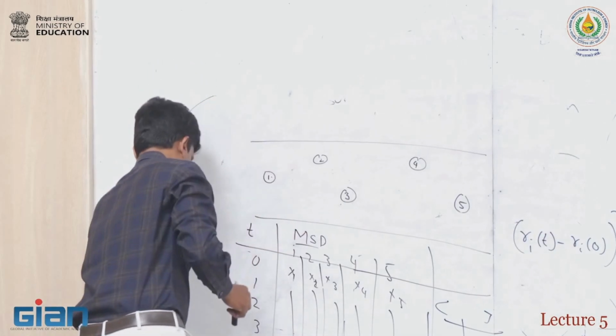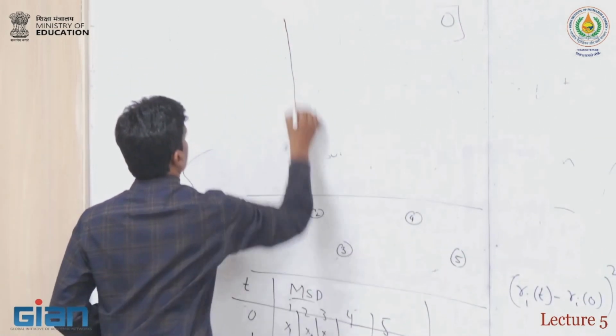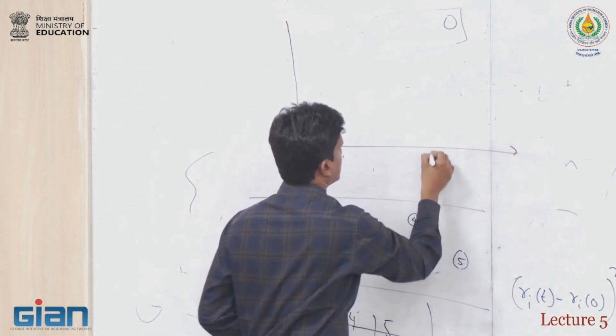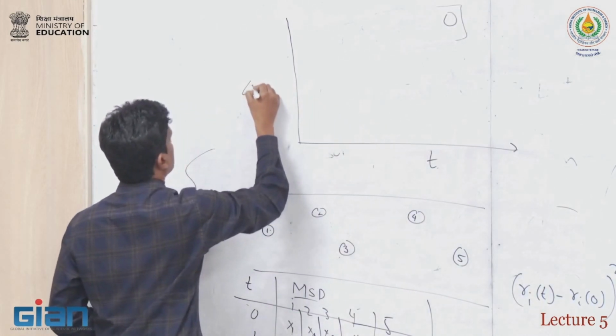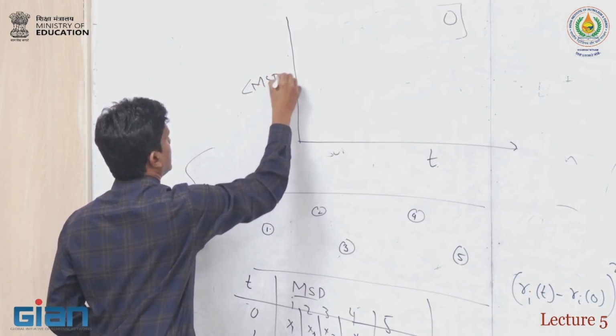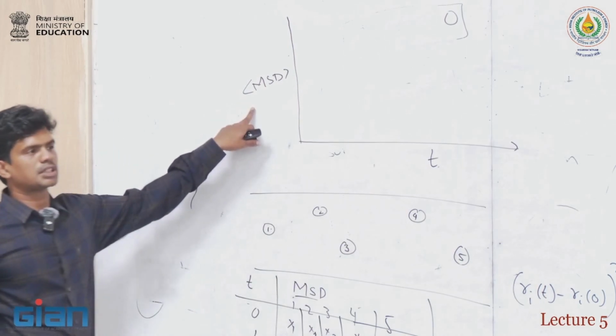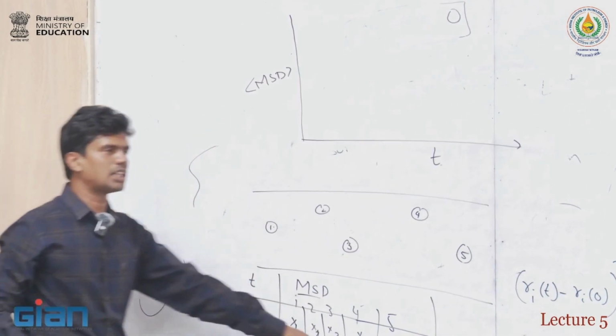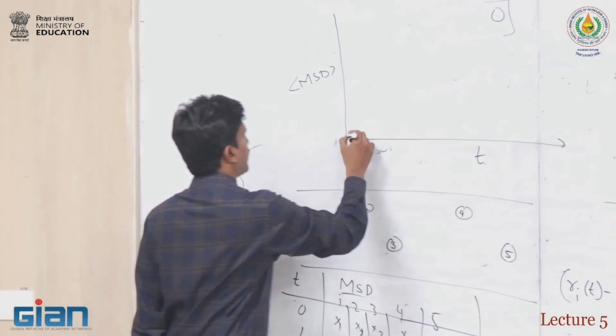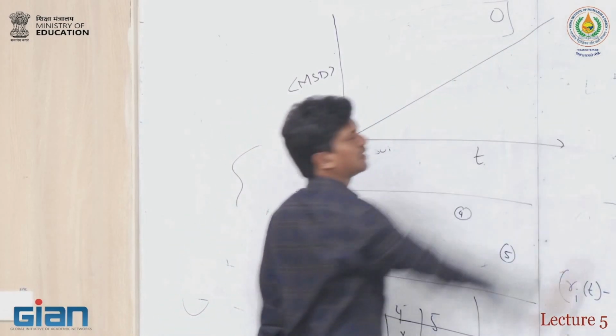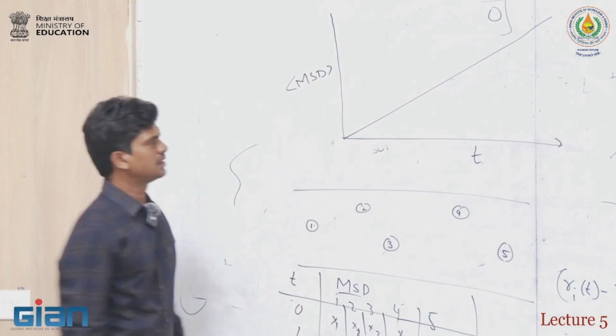which is like this. So we have time on the x-axis. This is the average mean square displacement. It does not correspond to any particle. It is the average of all the particles in the system. For a long time, if you run a simulation like this, it will be a straight line.